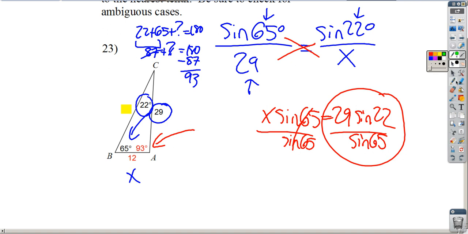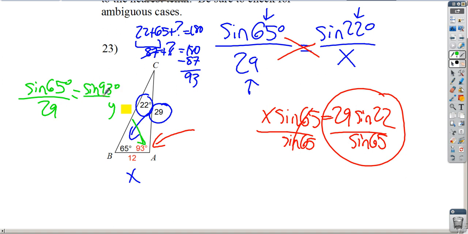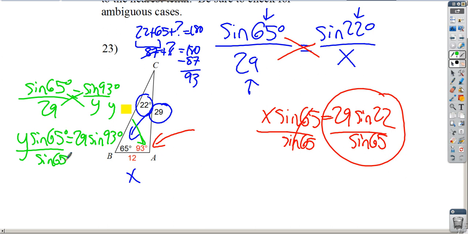So we can use any sides and angles that we want now. Let's just stick with sine 65 over 29 like we did before. And that's going to equal, we'll call this y now, sine of 93, because that's what it's opposite to, over y. So we'll cross multiply, and we get y times the sine of 65 degrees equals 29 times the sine of 93 degrees. We will divide both sides by sine 65, and it should make sense that this y side should be bigger than either of the others, because the biggest angle in that triangle is 93. So that means that should be the biggest side, and it is. It's 32, which is the largest of those three sides.